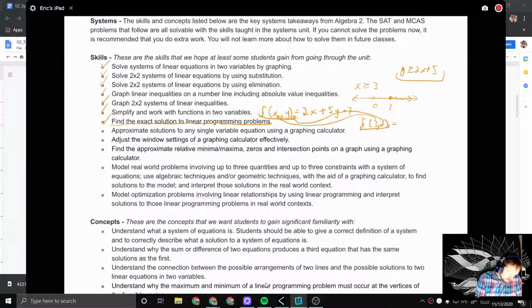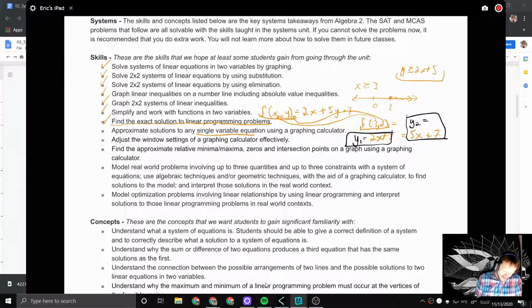Approximate solutions to any single valued equation using a graphing calculator. This is all about the graphing calculator mini unit that we worked on. Being able to take an equation that looks like 2x plus 3 equals 5x plus 7, single variable, so no y's, and recognize that what you can do is put into your calculator y1 equals that, and y2 equals that. Treat it like a system, and find the point of intersection.